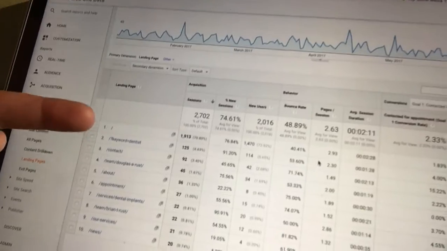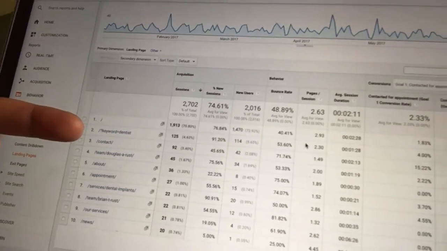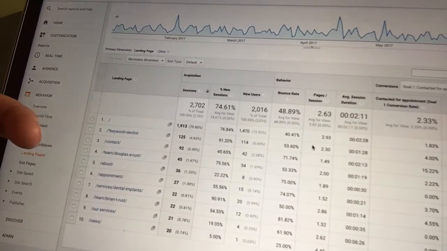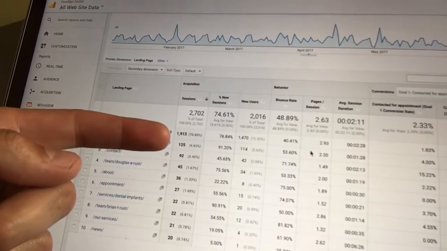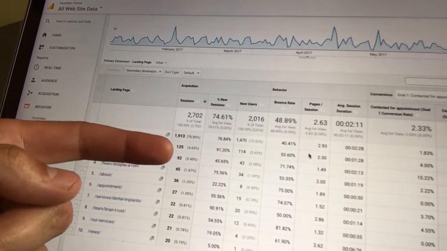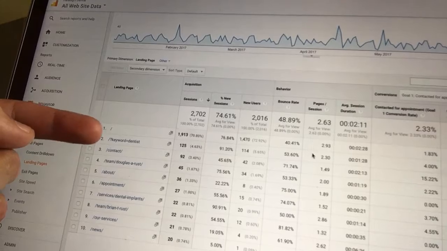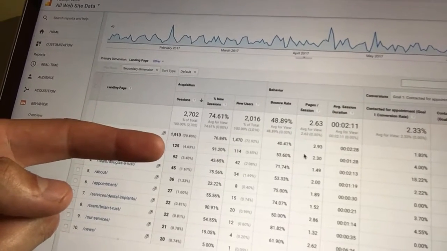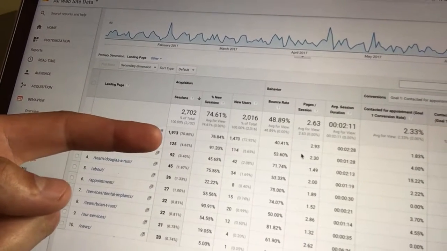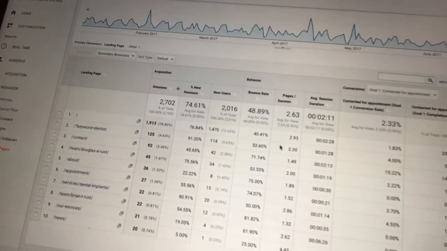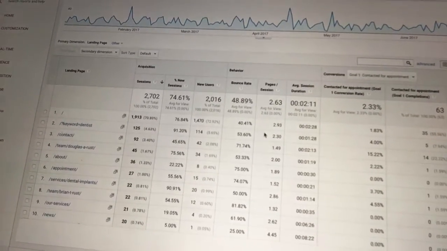So right off the bat, most likely what you're going to find is your homepage is the highest visited landing page. And as you can see here, if you combine the one and two, which are both homepages, almost 75% of the people visiting Paradigm are coming in through the homepage.